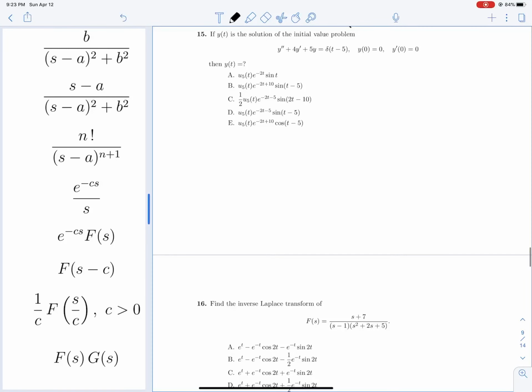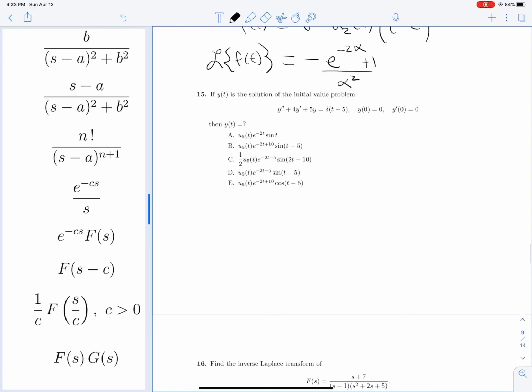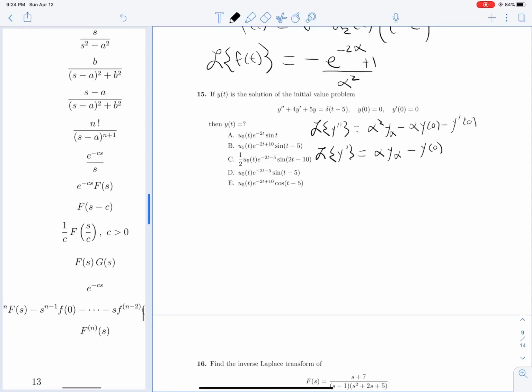Question 15: If y of t is the solution to this initial value problem, then what is y of t? We know that the Laplace transform of y double prime is equal to alpha squared y of alpha minus alpha y of 0 minus y prime of 0, and that the Laplace transform of y prime is alpha y alpha minus y of 0, and I won't write it, but the Laplace transform of y is just y alpha, the way that I am writing things out.